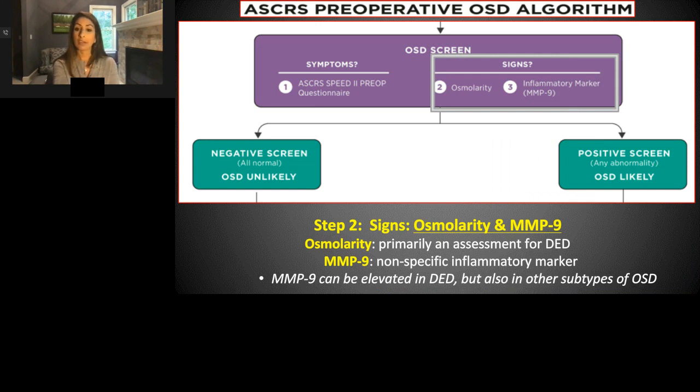It's worth talking a little bit about osmolarity and MMP9 testing. Of course, not everyone has access to it, and that's okay if you don't. But if you do, understanding why both of the tests were selected is important. They've both been validated in the literature. Osmolarity is primarily an assessment for dry eye disease, and it has a very high specificity. MMP9 is a non-specific inflammatory marker. It's been validated to be sensitive and specific for dry eye, but it can also help to identify other subtypes of ocular surface disease.